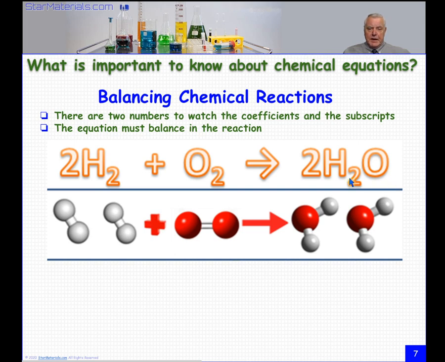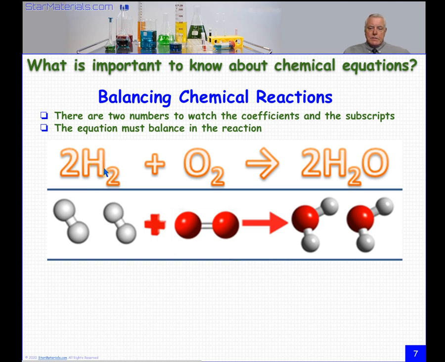So let's do the math. There's no coefficient here. The coefficient is 1. So here we go. 1 times 2 is 2 oxygen. 2 times 1 is 2 oxygen. From a picture, 1, 2, 1, 2. We're good. Let's do the hydrogen.